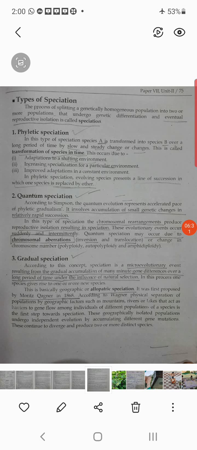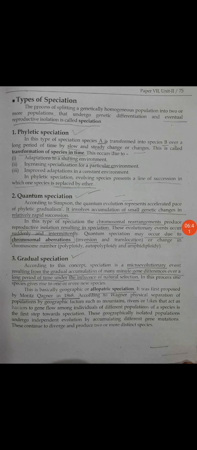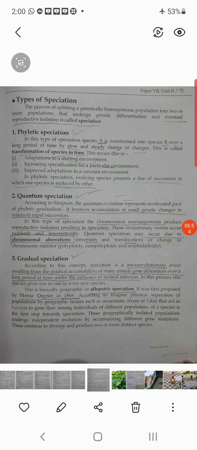So in this way, this is the microevolutionary event. They can't migrate, and due to changes in the genes very slowly, these geographically isolated populations undergo independent evolution by accumulating different gene mutations, and these continue to diverge and produce two or more distinct species. So this is gradual speciation, meaning slowly the changes occur. So this is a very important type of speciation.